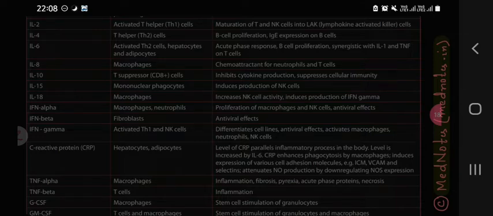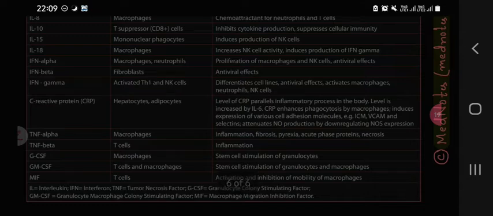Interleukin 15: mononuclear phagocytes, induces production of natural killer cells. Interleukin 18: macrophages, increases natural killer cell activity, induces production of IFN gamma. IFN alpha: macrophages, neutrophils, antiviral effects. IFN beta: fibroblasts, antiviral effects. IFN gamma: activated Th1 and NK cells, differentiates cell lines, antiviral effects, activates macrophages, neutrophils and natural killer cells.